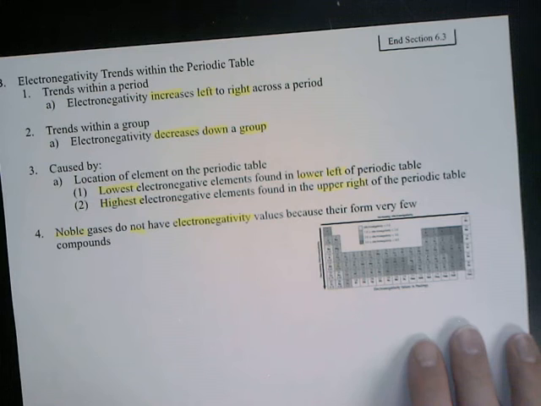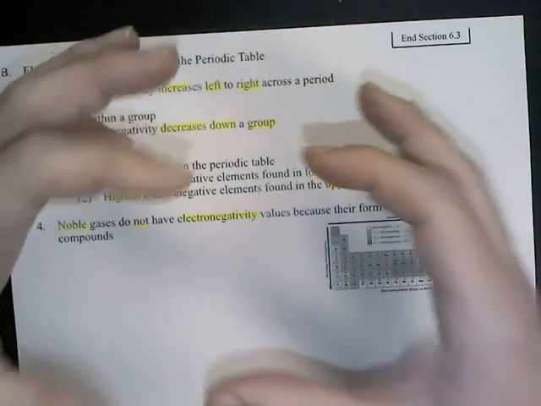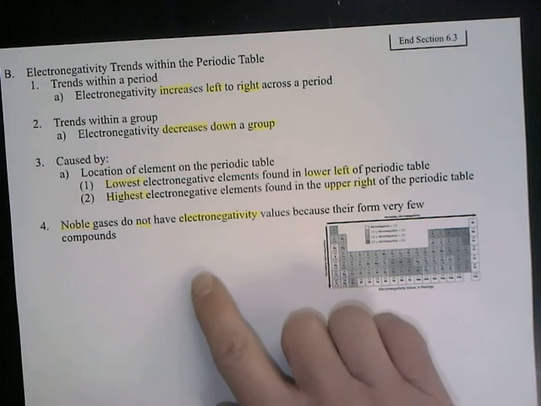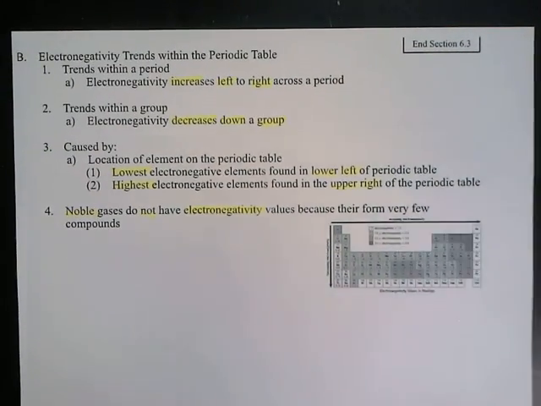Again, the reason for this is that as you move down a group, you're getting further and further away from the atom's nucleus, and you are not having as much pulling power. Here's again why we don't put electronegativity with noble gases: they form very few compounds. All right, so I know we went through a lot in a very quick period of time, but that sums up the trends of the periodic table.